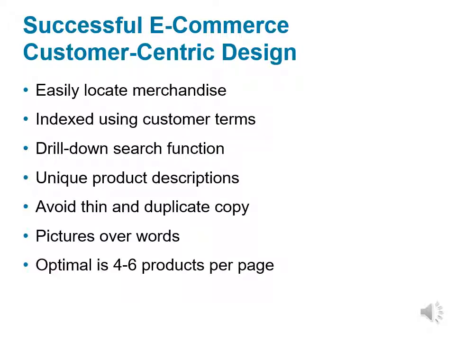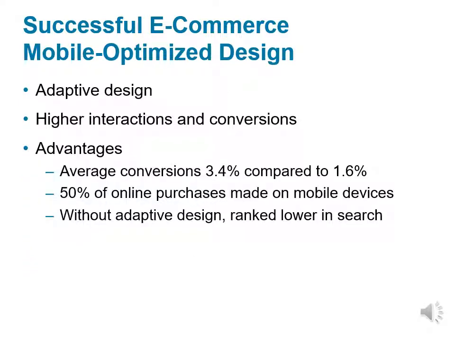Successful e-commerce sites are customer-centric. Customers should be able to easily locate merchandise. If the site has a large number of products, then a drill-down search function is needed. Search engines like unique product descriptions and penalize sites with thin and duplicate copy. Pictures are better than words. Optimal number of products is 4-6 per page.